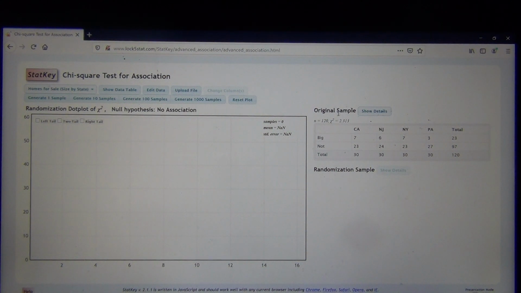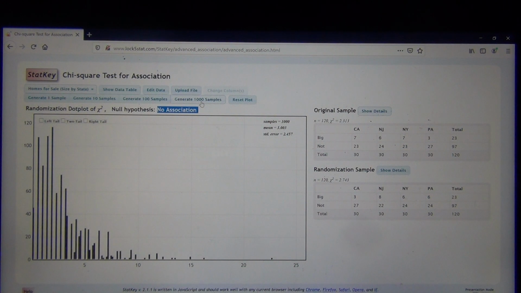Okay, so now I want to see, is this significant? Notice again, the null hypothesis is that there's no association, they're not related. So the size of the home is not related to the state. The alternative would be they are related, or there is an association. So I'm going to simulate the null hypothesis. It's going to calculate thousands of chi-square test statistics based on the premise that there's no association between the variables.